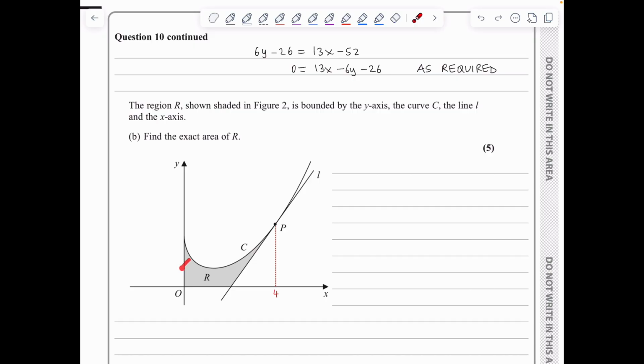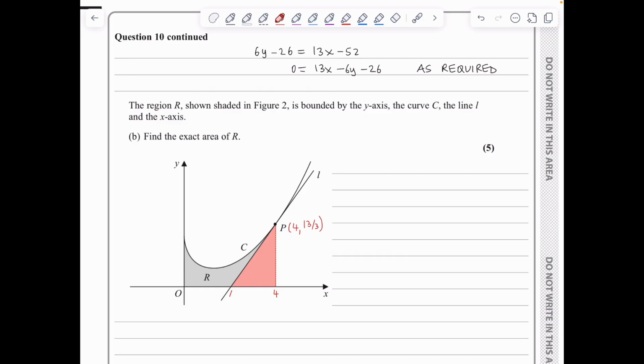I'm trying to find the shaded region here, and the idea is the following. I'm going to use integration to find all of this area, and then I will deduct the area of the triangle here. So we already know that P has coordinates 4, 13 over 3.